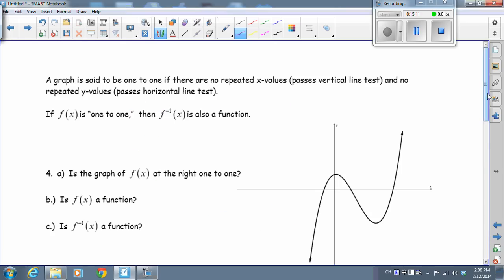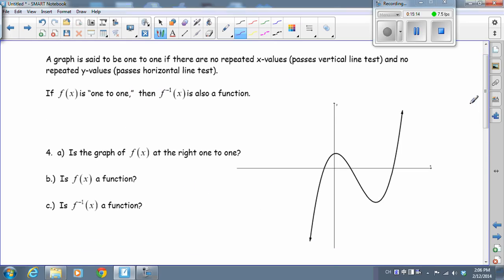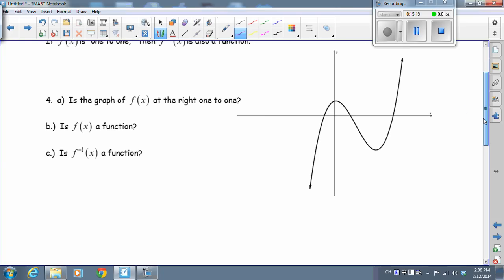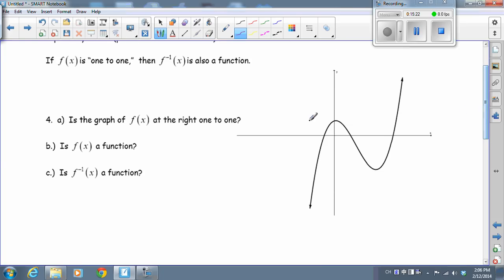Alright, going back to the page that I was on a minute ago. If f of x is 1 to 1, then f inverse of x is also a function. Alright, let's go ahead and look at it. To be 1 to 1, the inverse must also be a function. In other words, if I flip the x and y, it will still be a function. No longer checking for the vertical line test, I will check with the horizontal line, because if it's a function vertically, it should also be a function horizontally if it's 1 to 1.